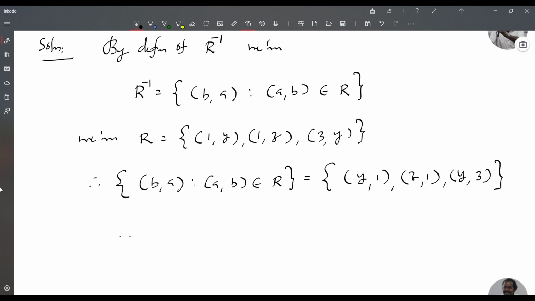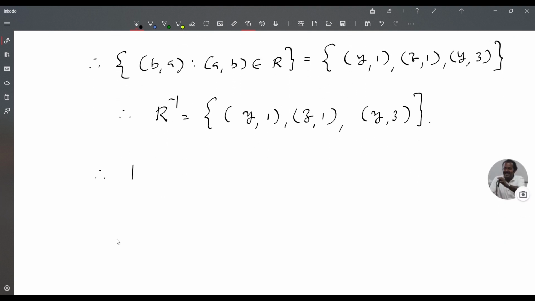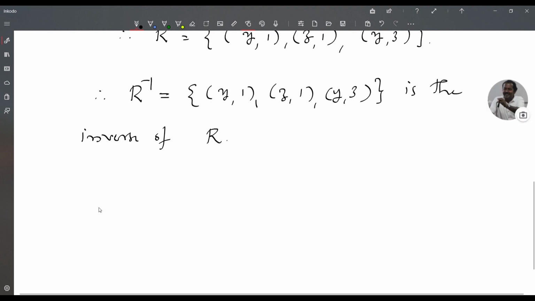Therefore, R inverse is the set of ordered pairs (y,1), (z,1), (y,3). Therefore, R inverse given by (y,1), (z,1), (y,3) is the inverse of R.